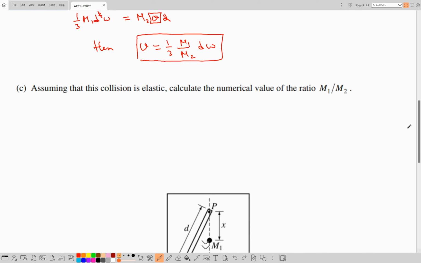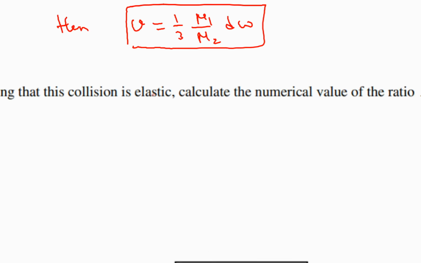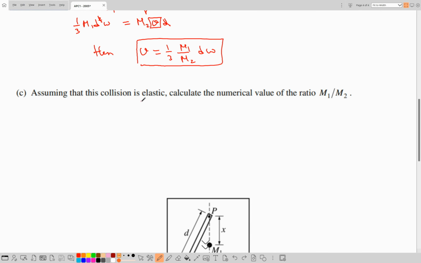Now in part C, they're telling us, assuming that this collision is elastic, calculate the numerical value of the ratio m1 over m2. Now we need to calculate the ratio m1 over m2, and they're mentioning that the collision is elastic, which means that the kinetic energy of the system before collision is equal to the kinetic energy of the system after collision. For this reason, I will say kinetic energy initial is equal to kinetic energy final, and here no need to mention any law. Now before collision, the energy is given by purely rotation by the rod, which is given by half I omega squared.